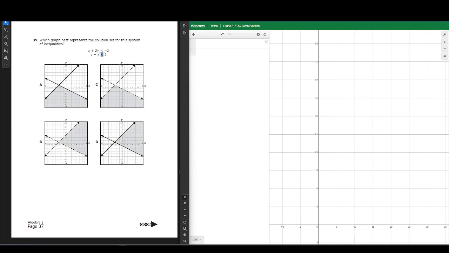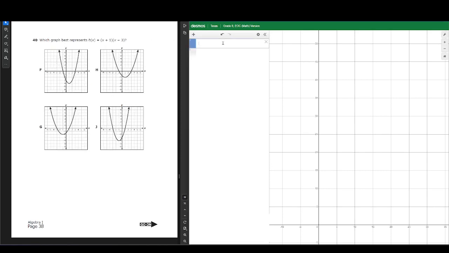So this one says y is less than, and this one says y is less than. So when we rearrange it, this is going to be below both of the lines, and both of the lines will be shaded, or dotted, rather. So C is the only option with 2 dotted lines where it's shaded below both of them.